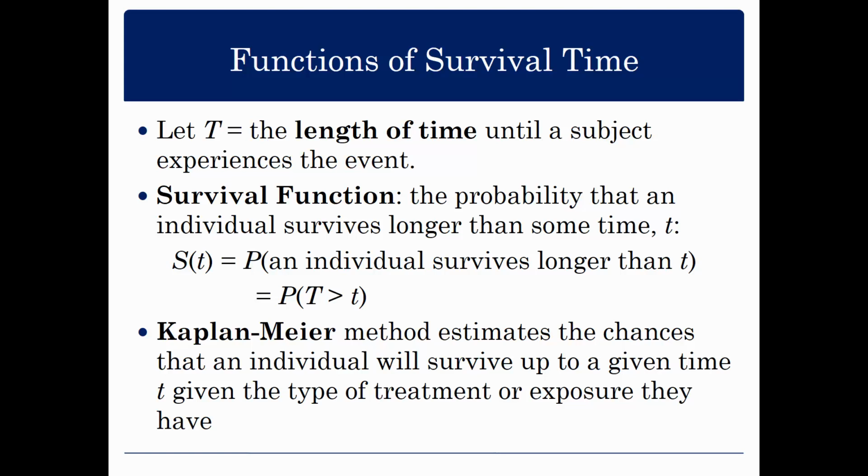So the functions of survival time that are important to understand: the survival function, which is what most people report through a Kaplan-Meier curve, describes the probability that an individual will survive up to a given time point, given the type of treatment or exposure that they have. Here's what the survival function is telling us: it's the probability that an individual survives longer than time t.